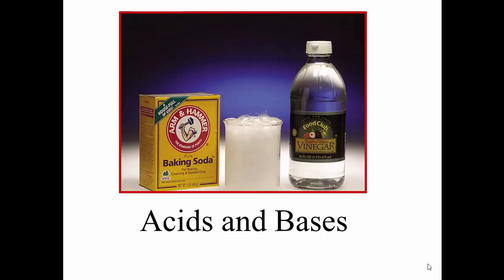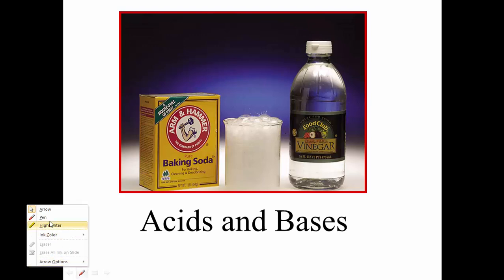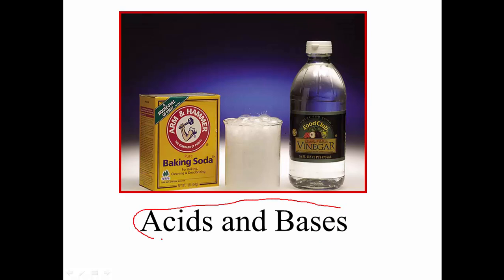So acids are around you in your everyday home life. You've got vinegar, which is acidic. You've got baking soda, which is basic. So acids and bases are common. In fact, almost everything can be classified as somewhat acidic or basic when you get down to the higher level of acid-base chemistry.